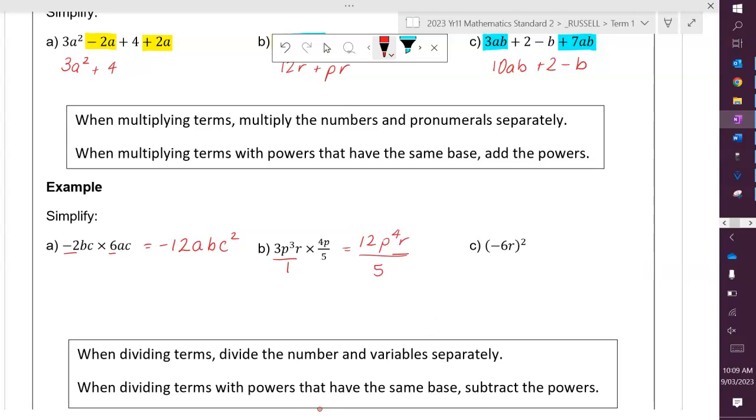In my last one here, I have negative 6r all squared. So when I square a negative, we think 2 negatives become a positive. So this becomes 36r squared.